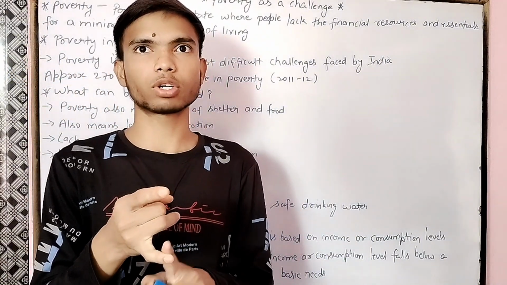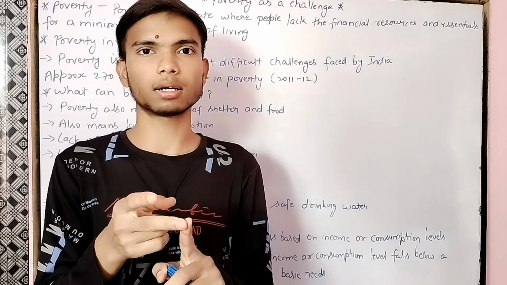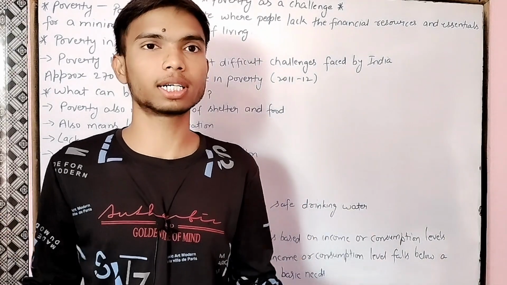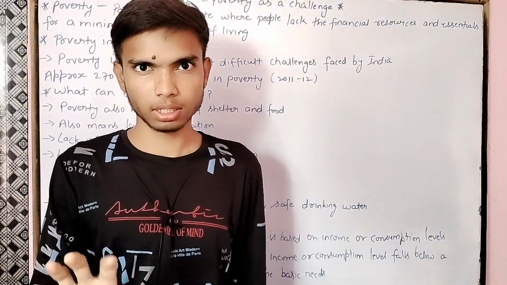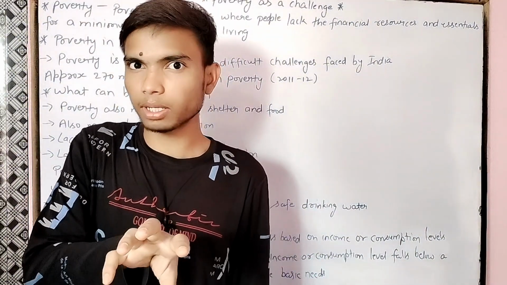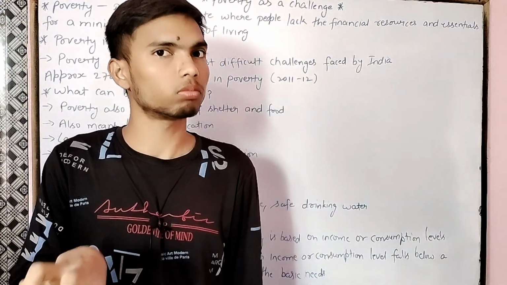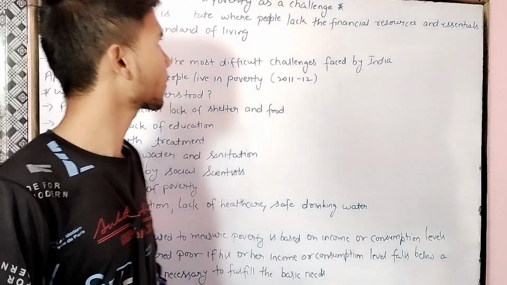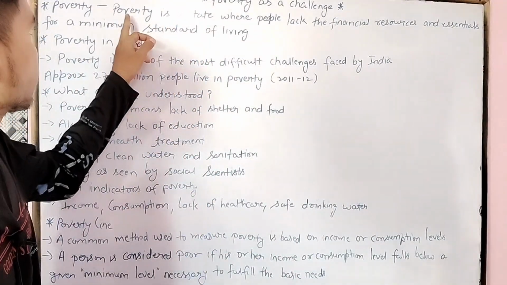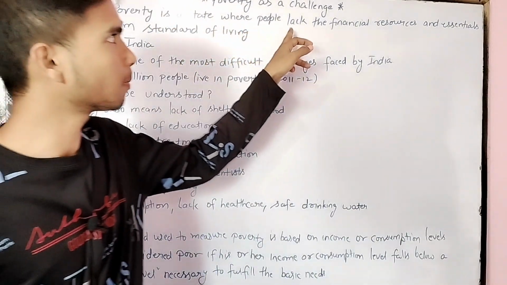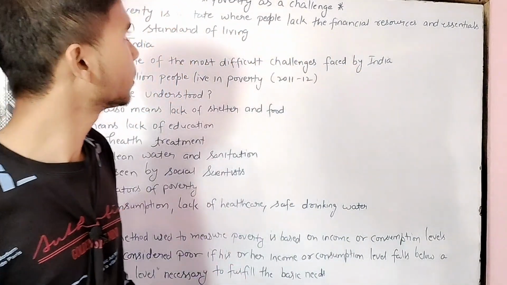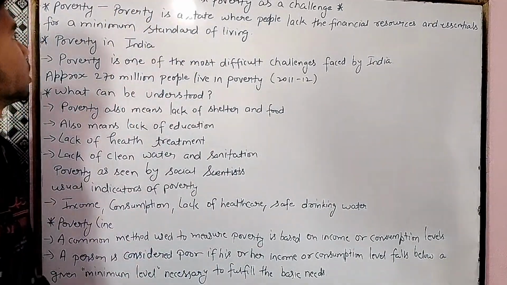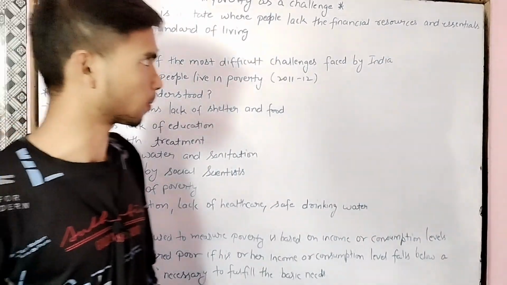Education, medical care, safe drinking water, clothing, shelter, food security. These will be needed by a person. Let's see. Poverty is a state where people lack the financial resources and essentials for a minimum standard of living.